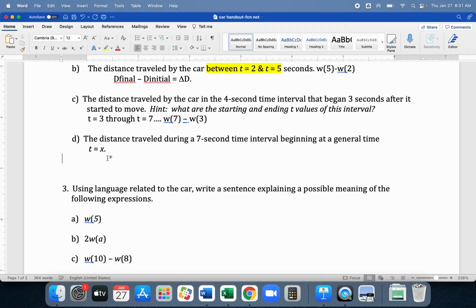All right, now, what about part D? What time interval is this? It says the distance traveled during a 7-second time interval that begins at a general time t equals x. So that's t equals x through what? X plus 7, good. So x plus 7, or 7 plus x, either one of those is fine. They both add in the same order, whatever.